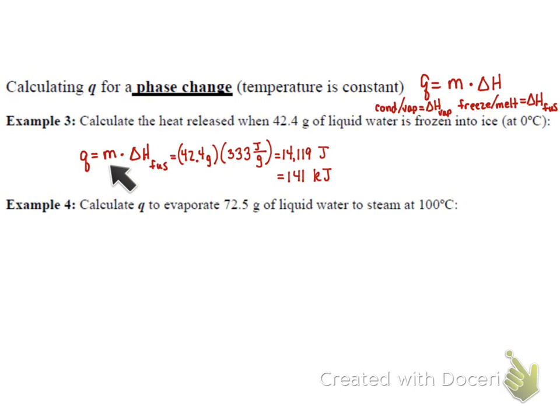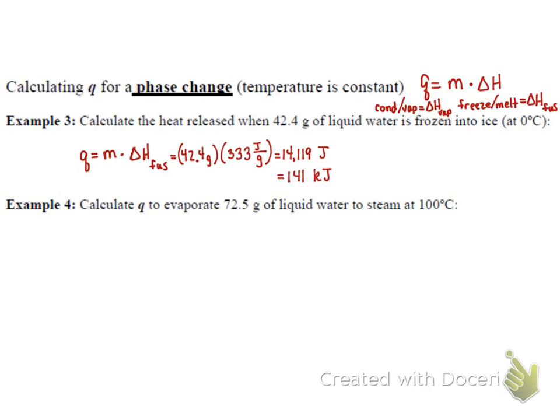So Q equals mass times delta H, and because we're talking about freezing, it's going to be delta H of fusion, 42.4 grams times 333 joules per gram, and that is 14,199 joules, or 14.1 kilojoules. And again, conversion to kilojoules can be useful when the numbers get really, really big.